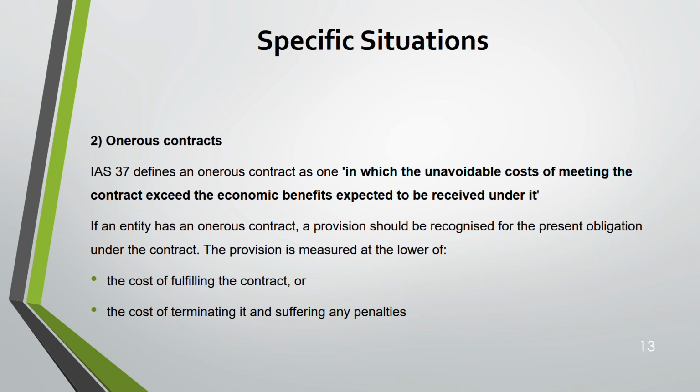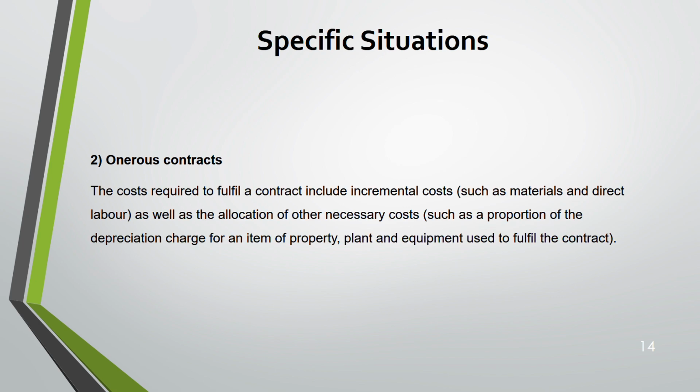Okay, now we are under the same. The costs that are required to fulfill this contract will be your incremental cost. Like if you are taking any materials for this contract or any labor for this, they all come under that cost: incremental cost, material cost, direct labor cost. And if you are incurring any other cost, you need to allocate it. If you are allocating any other necessary cost, that also will come under incremental cost.